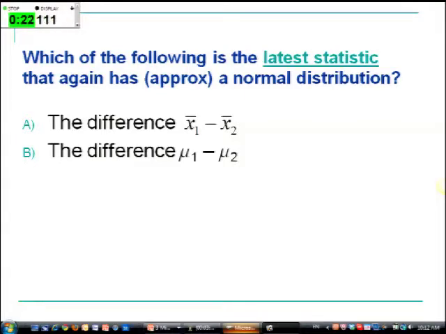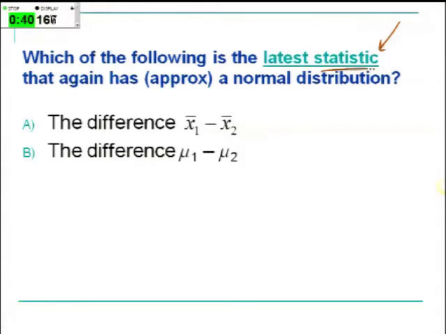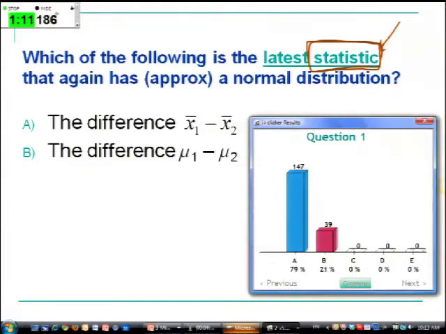Which leads us to our fifth scenario for inference. What is the latest statistic that we've been using to make a confidence interval, which we'll do today a couple times, and that we'll use on Thursday to do a couple of hypothesis tests? I need the statistic. That's better. The statistic versus the parameter. And the statistic is A.